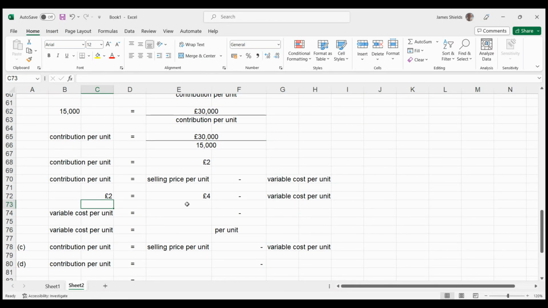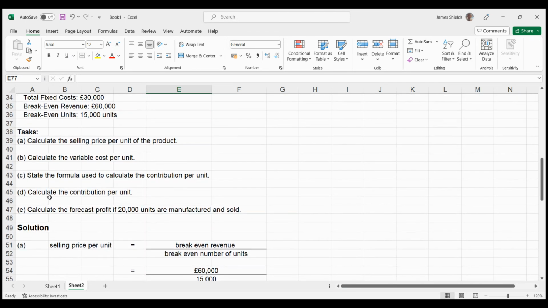So £2 is equal to £4 take away the variable cost per unit. So again, I've rearranged that. The variable cost per unit is going to be equal to £4 take away the contribution per unit of £2. So it gives a variable cost per unit of £4 minus £2, which is £2.